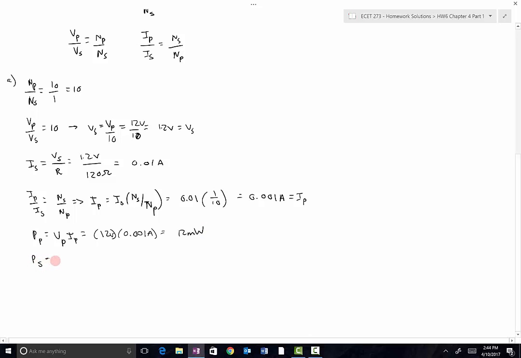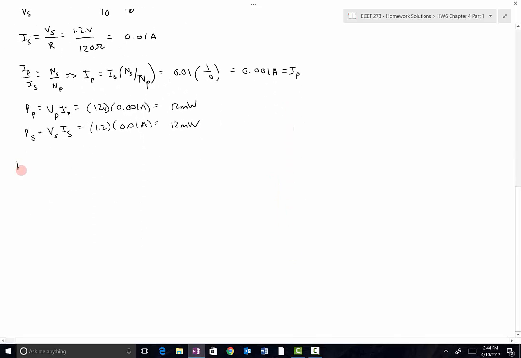And in the secondary side, that's just the voltage in the secondary times the current in the secondary. So that's going to be that 1.2 volts times 0.01 amps. That also gives me 12 milliwatts. So we see that power is conserved in an ideal transformer.